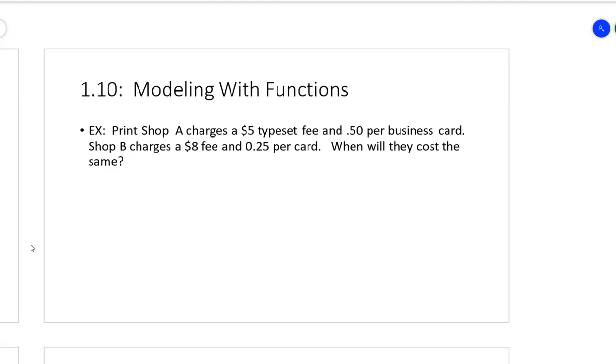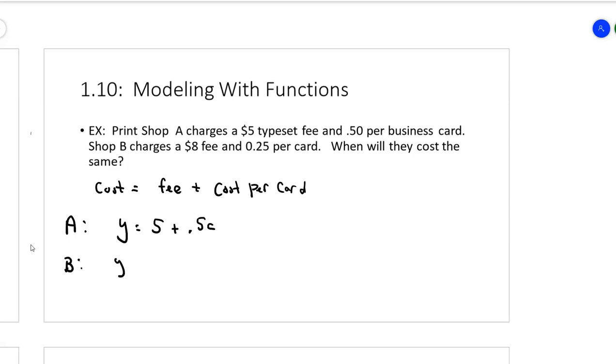So you would figure that if you only had a couple of cards to print, you'd go with the first one. If you had a lot of cards to print, you'd go with the second one. But where is that crossover point? So let's try to set up an equation. For each of these, we're going to have the cost as the initial fee plus cost per card. So for shop A, the typeset fee is $5 plus 50 cents per card. The second one is going to be $8 plus 25 cents per card. When will they be equal to each other?